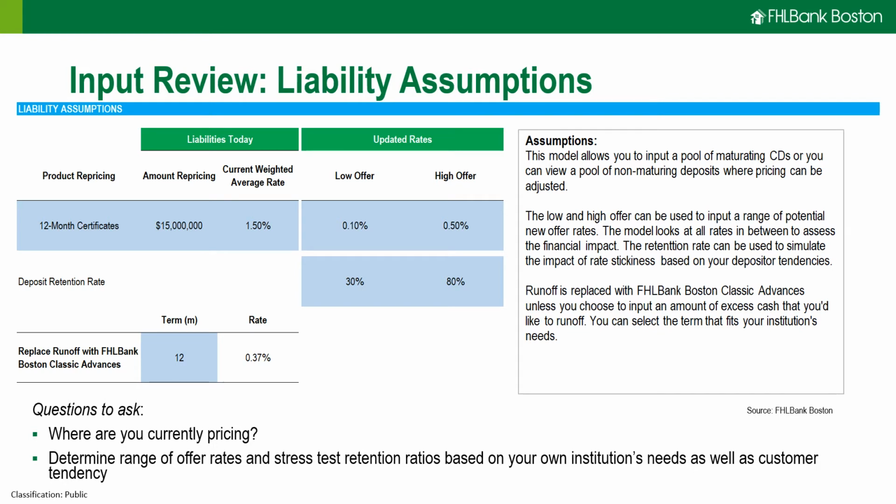If you look at the updated rates section, which shows low and high offer along with their respective retention rates, this is where we can run sensitivity analysis by adjusting these figures. For example, if you look at the chart, if we priced our CDs at 50 basis points with a retention rate of 80%, that means 12 million of the maturing CDs will roll into the 50 basis point product. We will talk about what happens to the other 3 million shortly in a few slides. But this is really the core of the analysis.